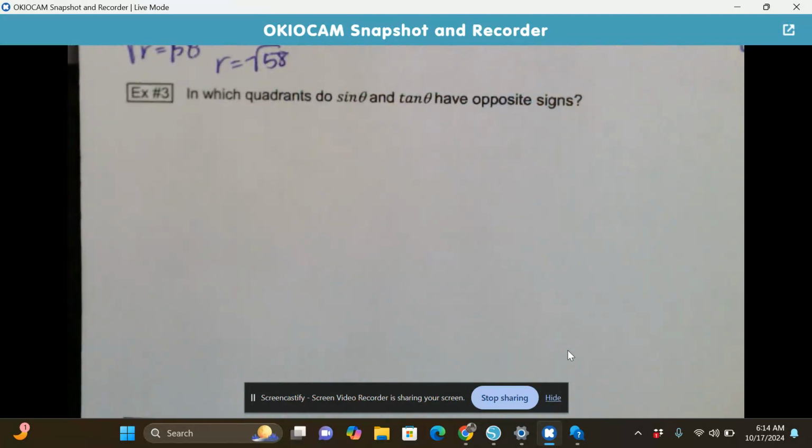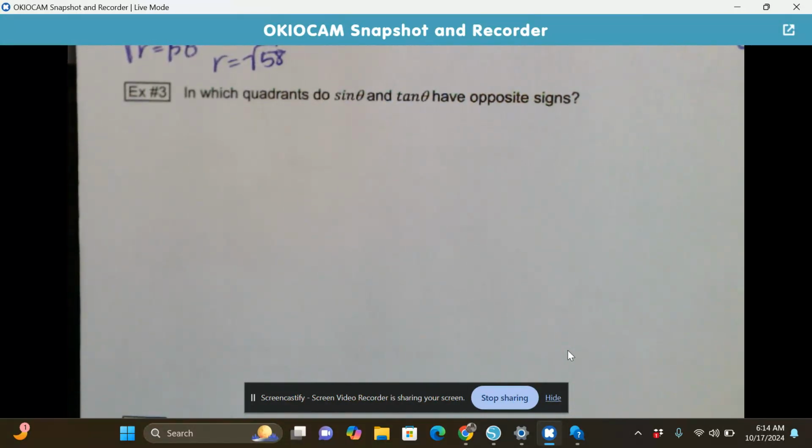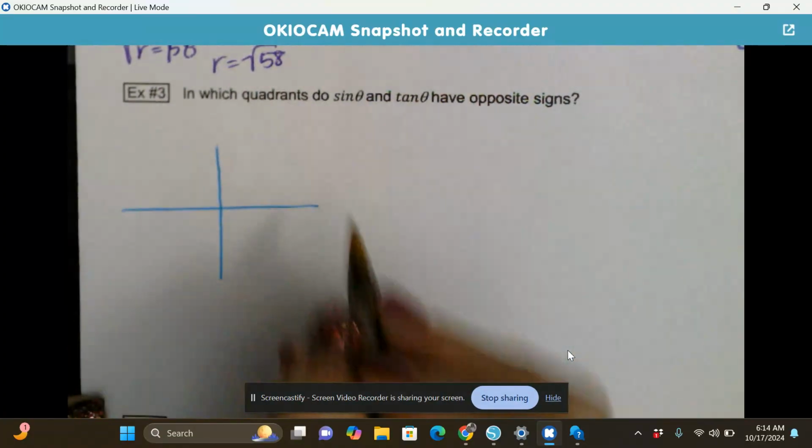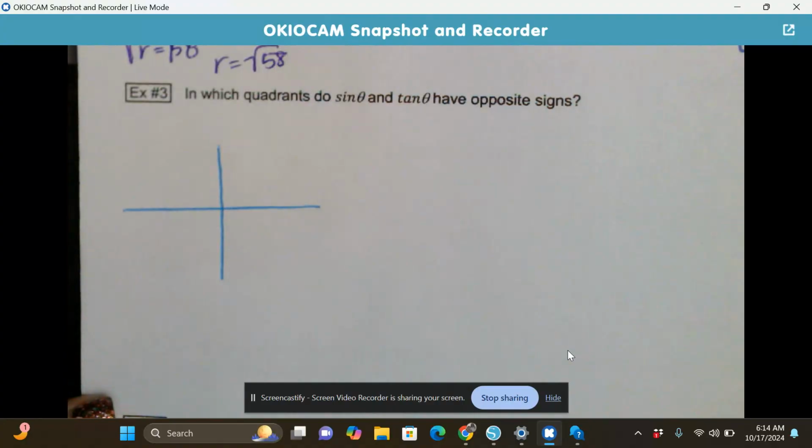All right, example number 3. In which quadrants do sine theta and tangent theta have opposite signs? All right, well, let's talk about that. There is a way to remember this that I was taught a long time ago.